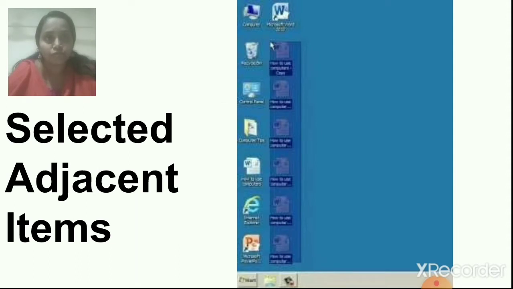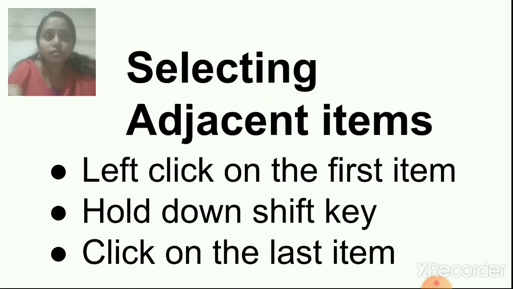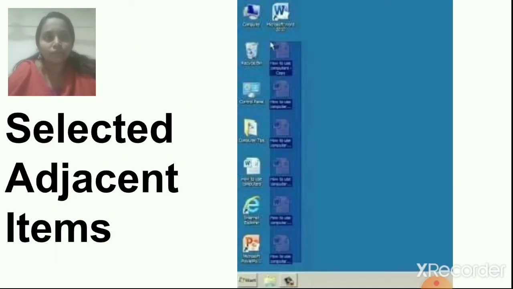See in this picture you can see the whole row is selected. The whole vertical line is selected. Means once you click on the first icon and then click on the last icon, the first picture and last picture and the files between are selected. So you just have to click on the first icon and then hold down the shift key, hold it, do not leave. Then click on the last. Afterwards you can release the shift key. Understood children how to select the adjacent items?